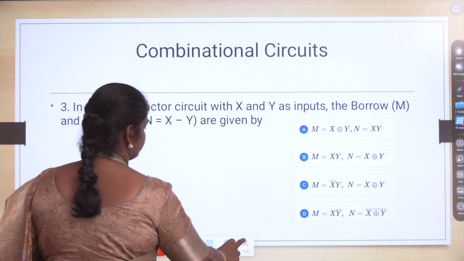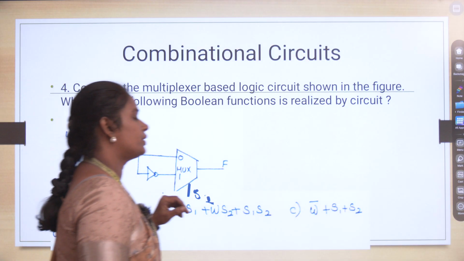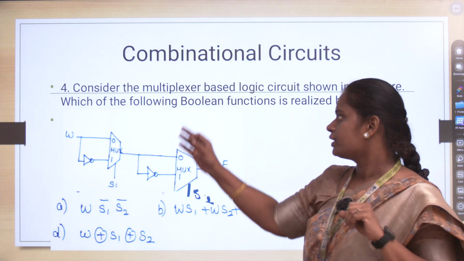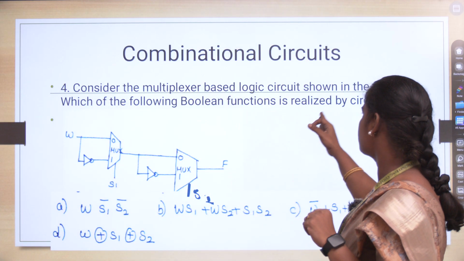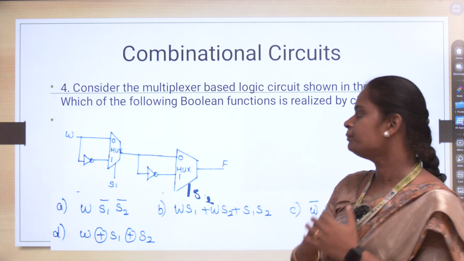So next we will move on to the next question. It is also based on the multiplexer only. Consider the multiplexer based logic circuit shown in the figure. Which of the following Boolean functions is realized by the circuit?